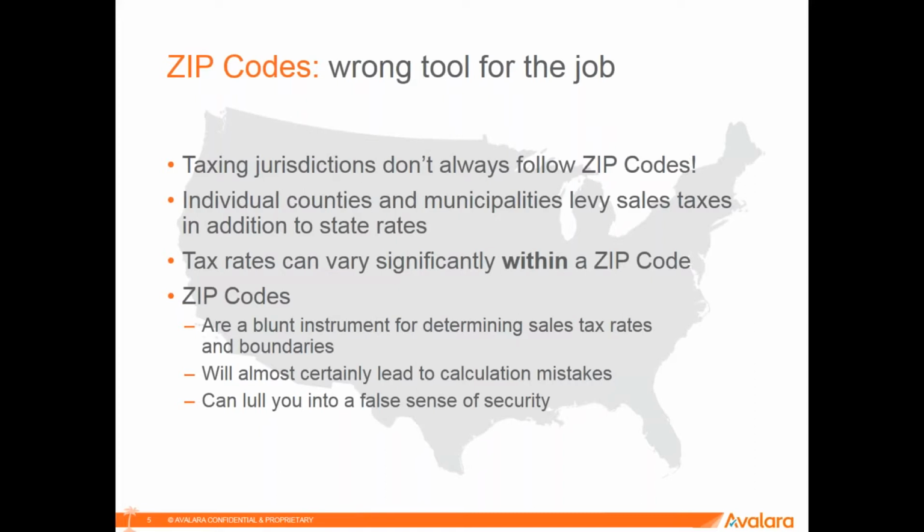One of the things that helps you understand the difference between how you're doing it today, looking up a zip code, in contrast to how Avalara does things in an automated fashion, is that we don't actually just use a zip code. You can use a zip code today to determine what the sales tax could be, but it leaves you open for a lot of error.